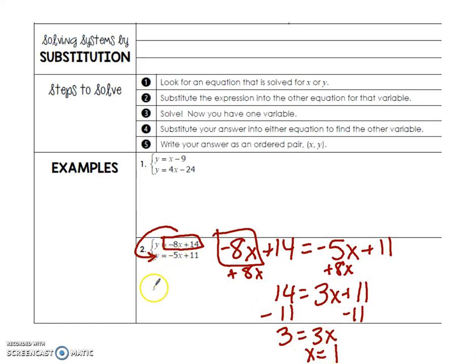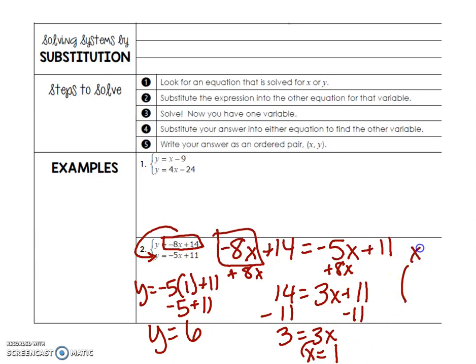All right, now I'll go back to one of the original equations. Let's choose the bottom one this time. So we get y equals negative 5, and then instead of x, we're going to plug in this 1, times 1 plus 11. So negative 5 times 1 is negative 5 plus 11. So negative 5 plus 11 is 6. So y equals 6. So my ordered pair for my answer, remember, is x, y. So it is 1, 6. Now remember, you can always go and plug it back in to make sure it works for both equations.